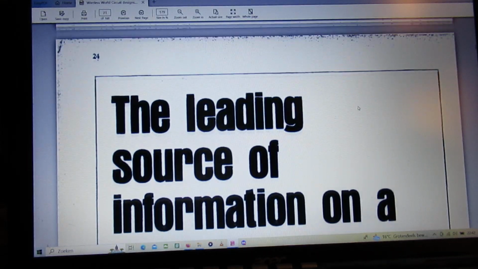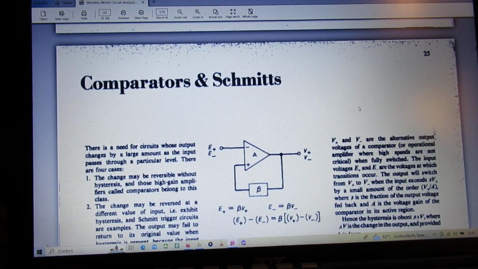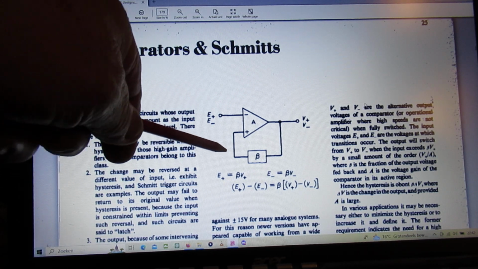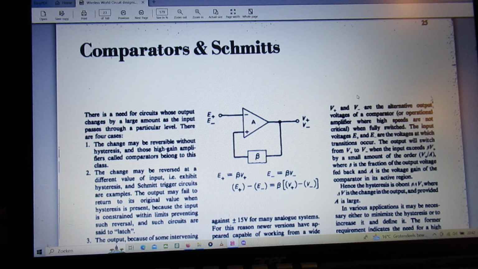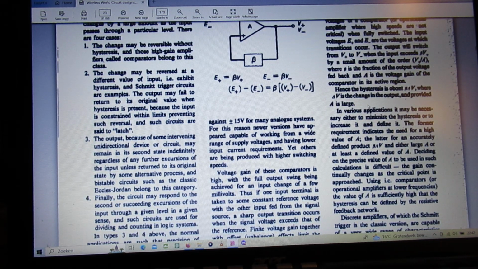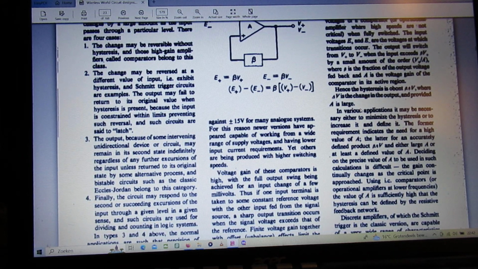Let's see. This is of course an advertisement. Anyway, they tell here how a comparator and Schmitt trigger work, with all the mathematics. I have to say, my knowledge of electronics is purely practical. So anyway, it is always very interesting to see how all these things around Schmitt triggers and comparators are explained in a mathematical way.